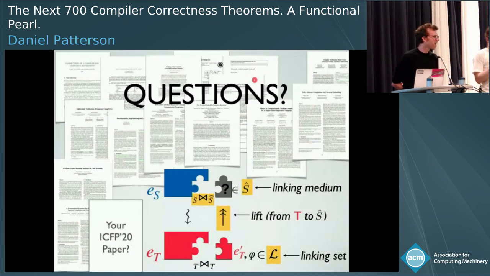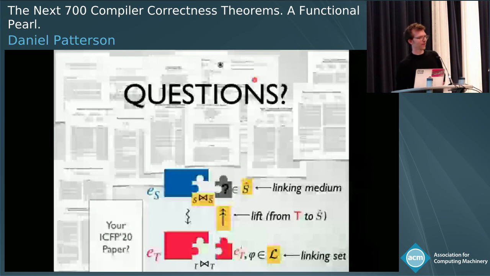Is there any instantiation of your theorem that you cannot express as a full abstraction result with the right instantiation for the equivalence relation? In general, there's not an equivalence relation. These are all refinements. So I'm not sure exactly what that question's about.